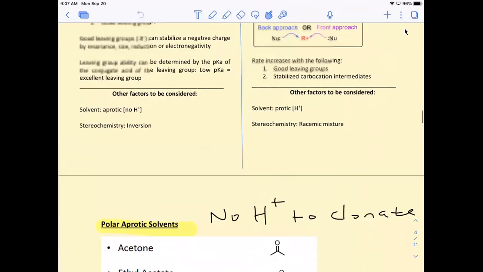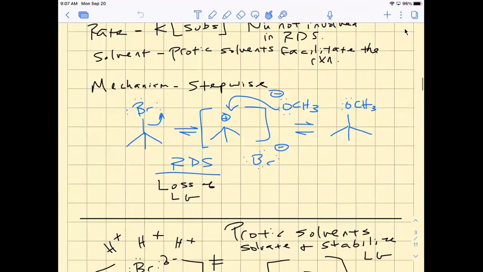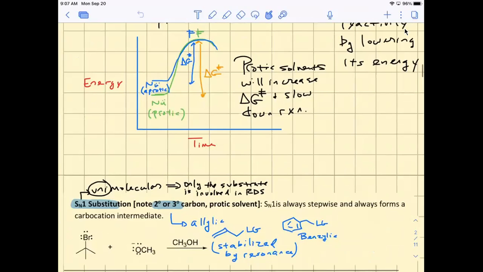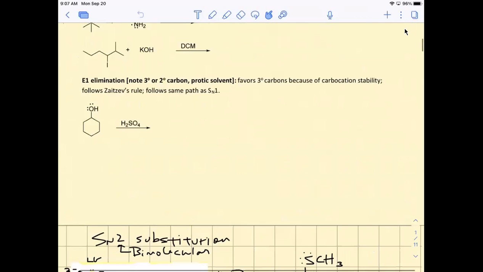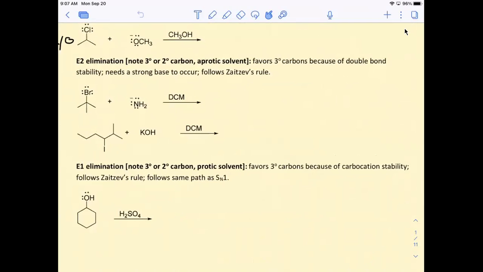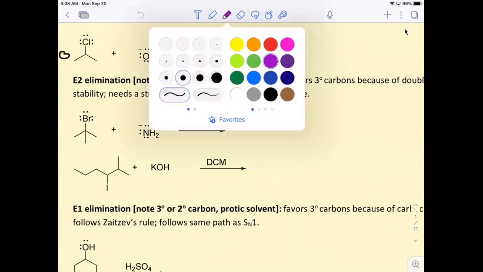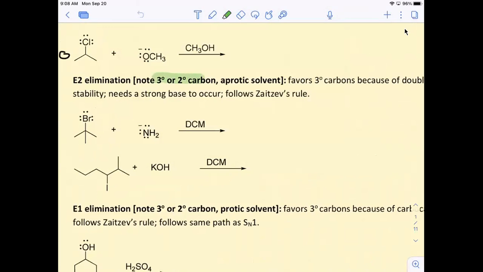We're going to talk about E2. And the thing about the E2 elimination is it works under the same criteria as the SN2, with the exception of the substrate structure. Because you can see right here, a tertiary or secondary carbon is favorable for E2. We're going to talk about why.